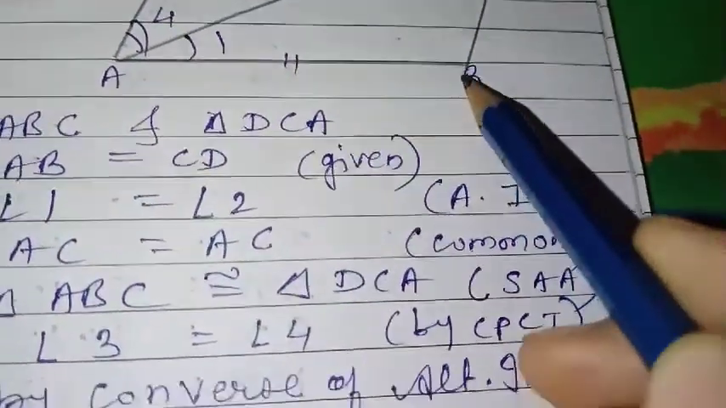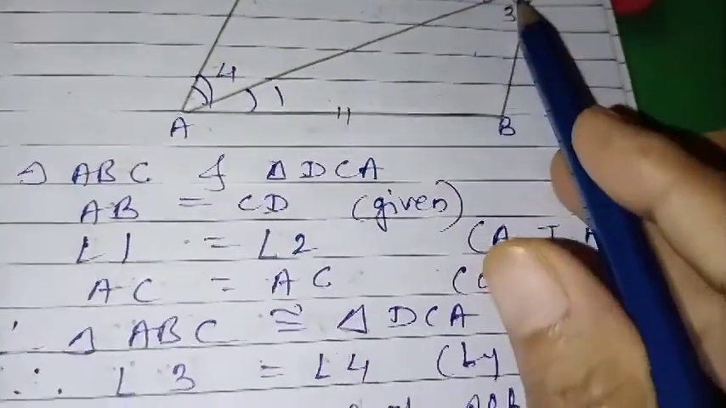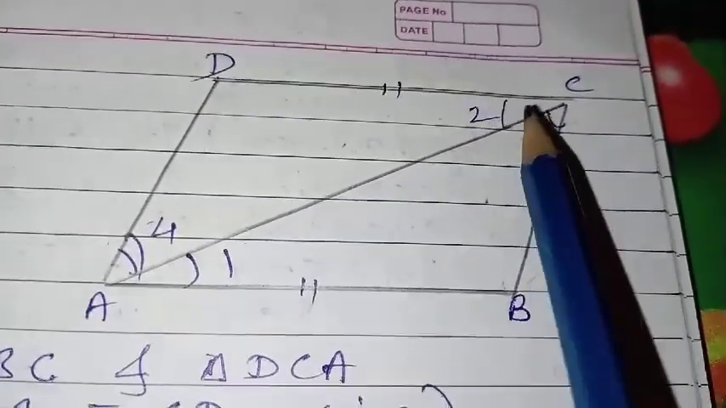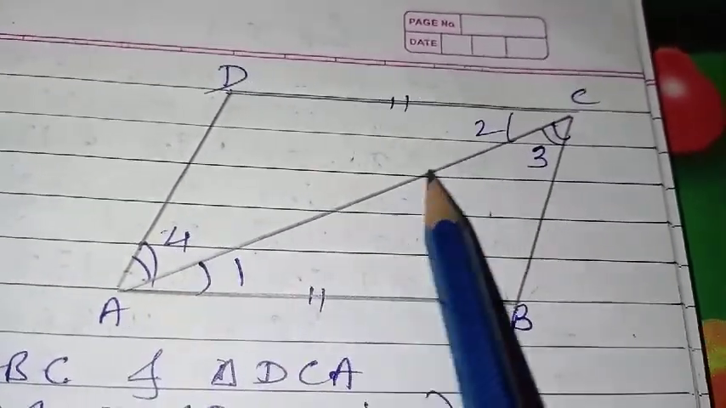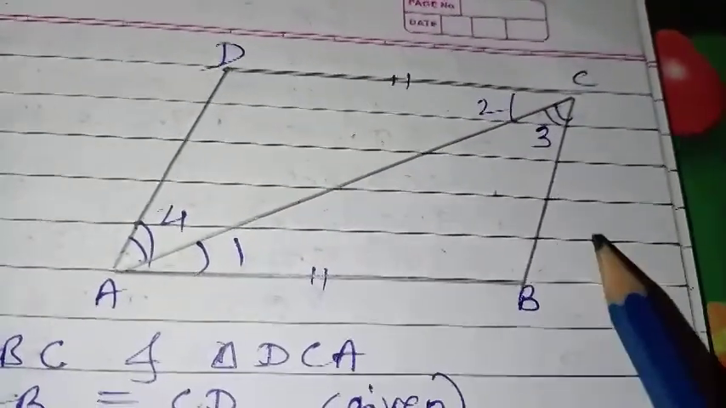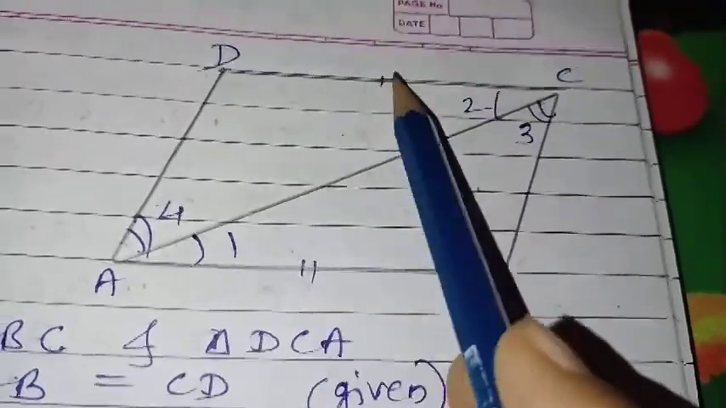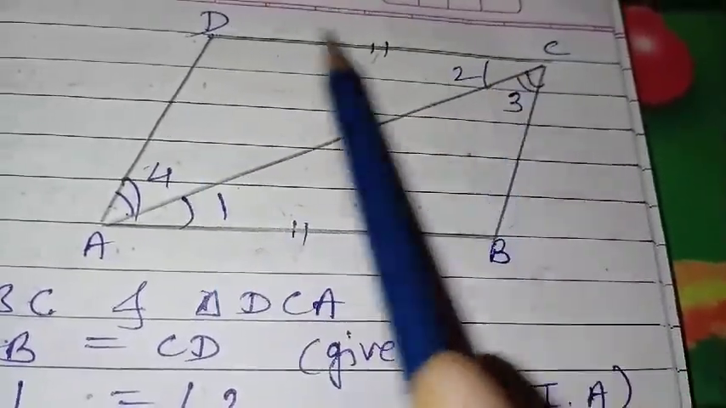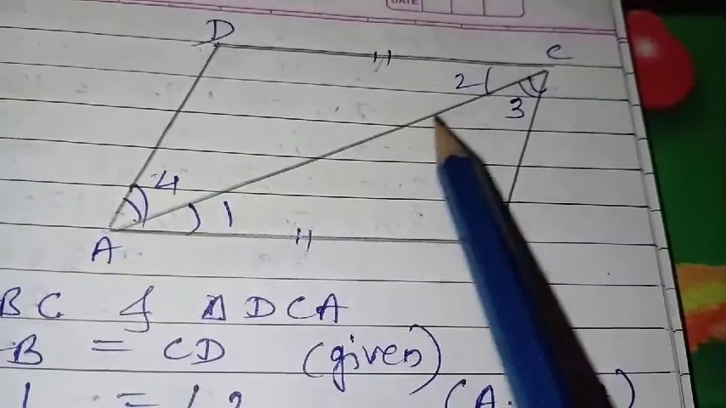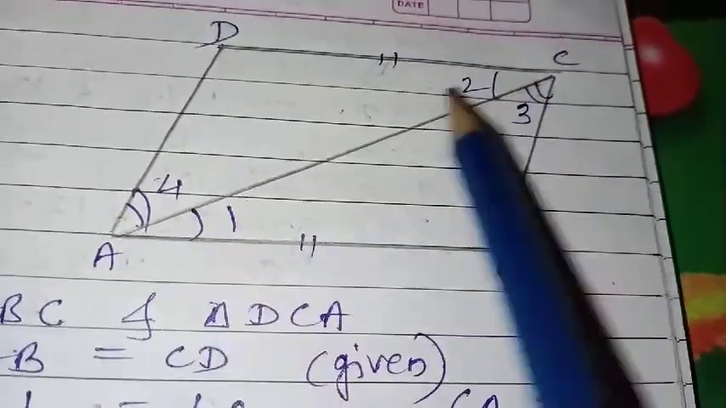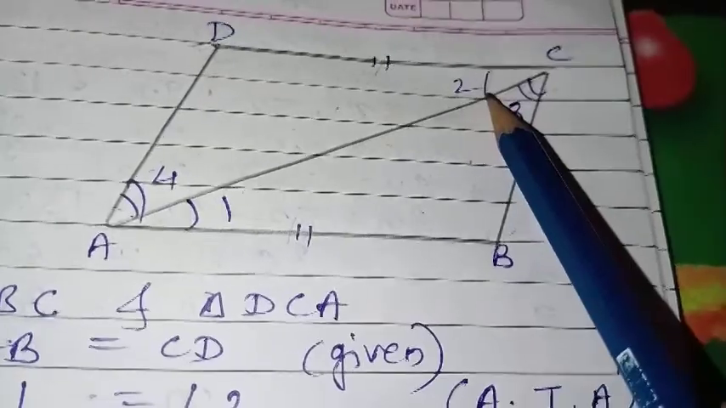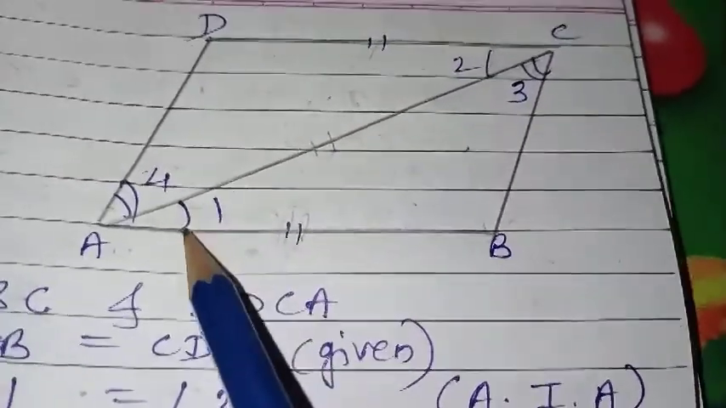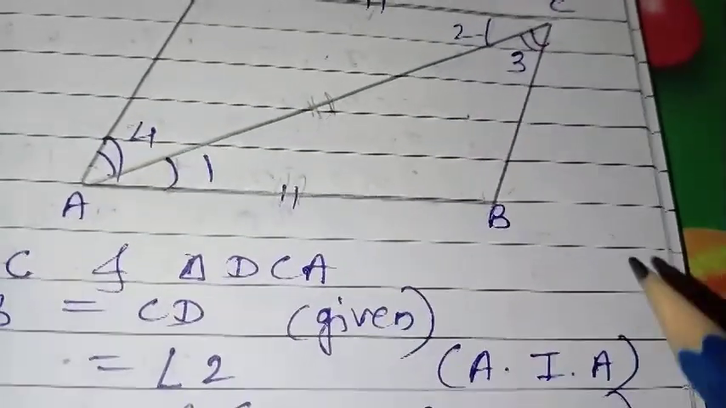How to prove this? Can we prove triangle ABC and triangle CDA congruent? Yes, very easily. See, AB is equal to CD, it is given, right? And it is given that AB and CD are parallel. So AC is its transversal. So we can write angle 1 is equal to angle 2, alternate interior angles. And AC equals AC, common. So by side, angle, side, both triangles are congruent.